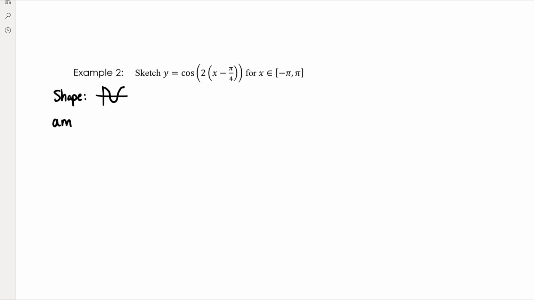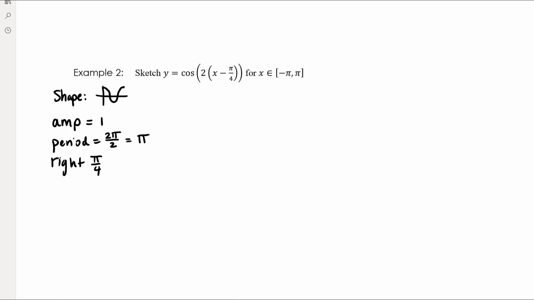Amplitude is unchanged, so amplitude is still going to be 1. Period is changed here. We've got an n value of 2 there. Period is 2 pi on n, so we have a period of pi. And we're translating to the right this time by pi on 4.